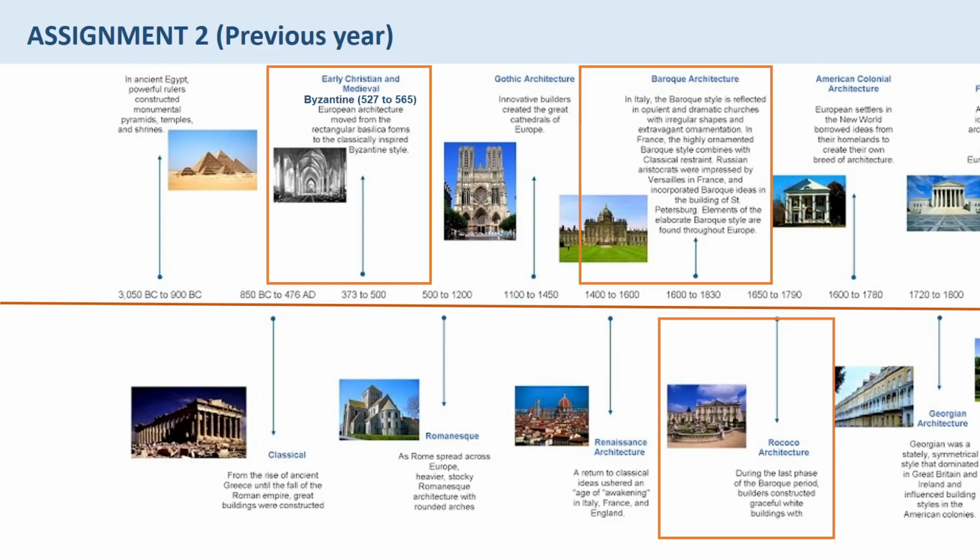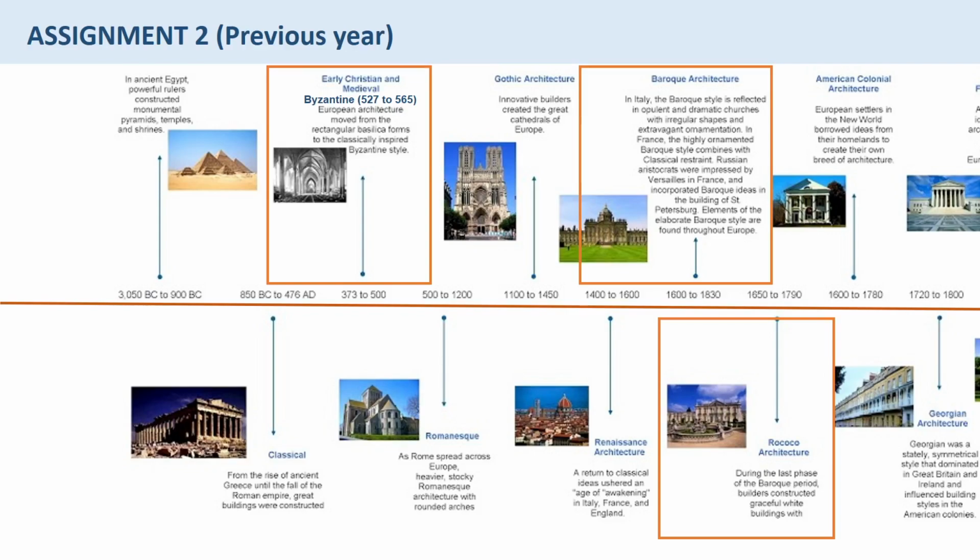So you see, we had Gothic architecture, which was very ornamentation oriented. Then we had Renaissance, which went back to classical ideas. Then we again had Baroque. Baroque style is reflected in dramatic churches. They used irregular shapes and extravagant ornamentation. In France, the highly ornamented Baroque style combines with classical restraint, and Russian aristocrats were impressed by Versailles in France and incorporated Baroque ideas in the building of St. Petersburg, and then elements of the elaborate Baroque style are found throughout Europe.